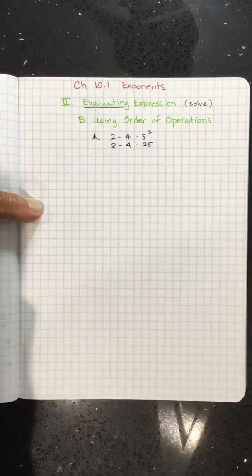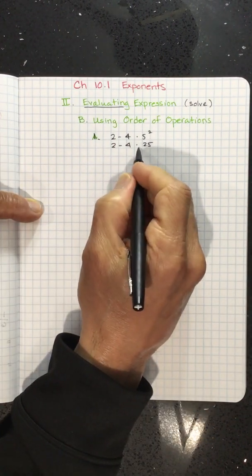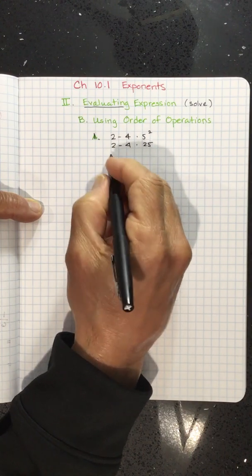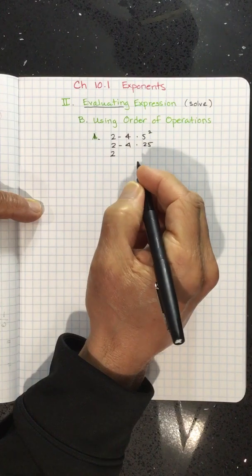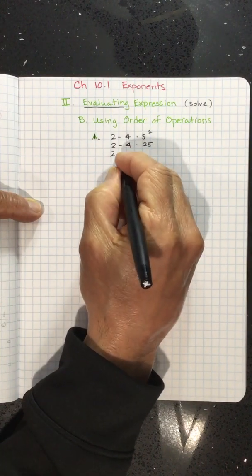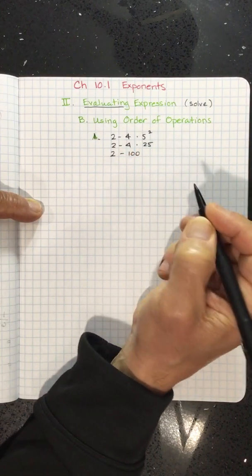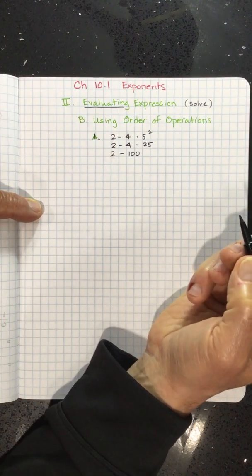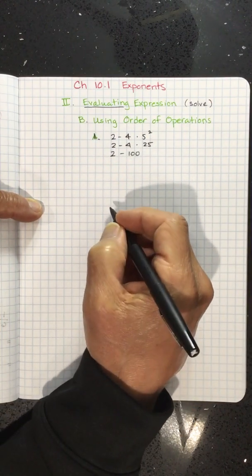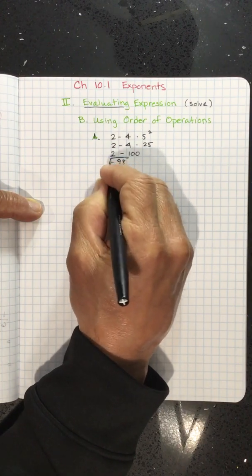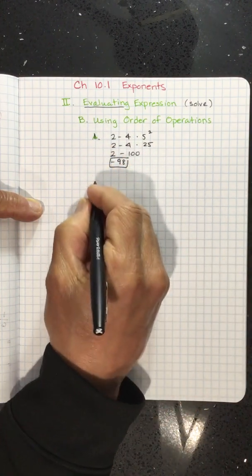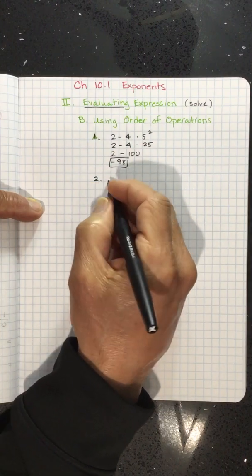So then after the exponents, we have subtraction and multiplication. We'll do the multiplication first. So this is negative 4 times 25, all right, which is negative 100. And then we have 2 minus 100, which is negative 98. And there you go. We're going to do about 4 of these.